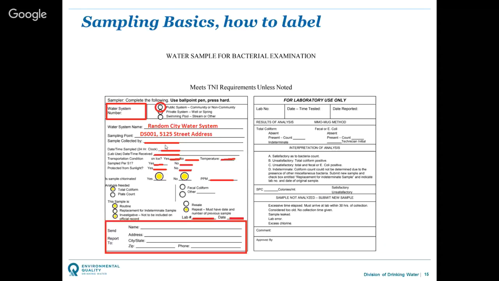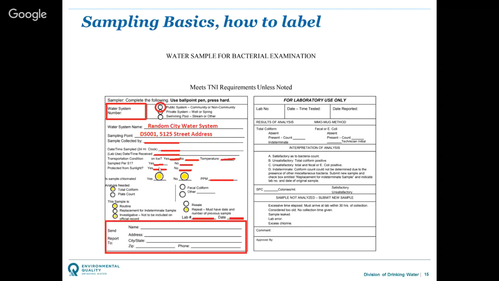Sample collected by, requirement, date and time, a 24-hour clock. The lab use, date, time, received. That's generally filled out by the lab a lot of the time when they bring it in. Unless you have a night drop, you can fill that out yourself. Condition on ice, checking yes or no. Temperature, these are all lab filled out, right?